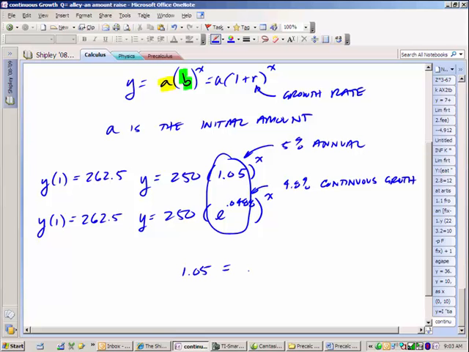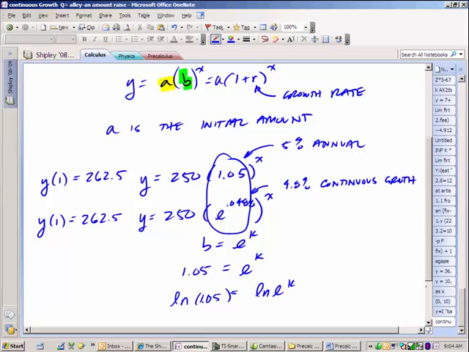1.05 is equal to e to the k. B is equal to e to the k. How do we solve that? Sure. Sam? Yeah, you can totally do logs. Good answer. I'm going to be a little bit more specific this time. In this instance, when we have a base e, we should take the natural logs of both sides.